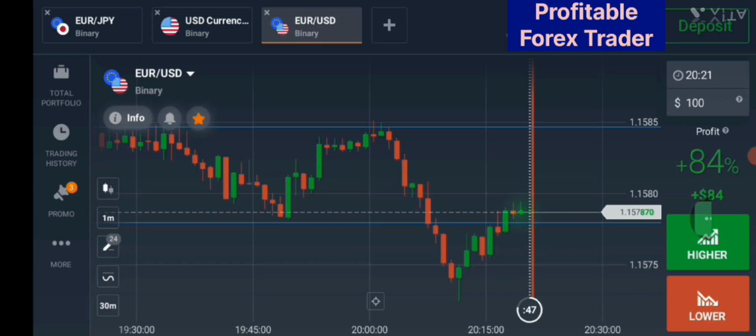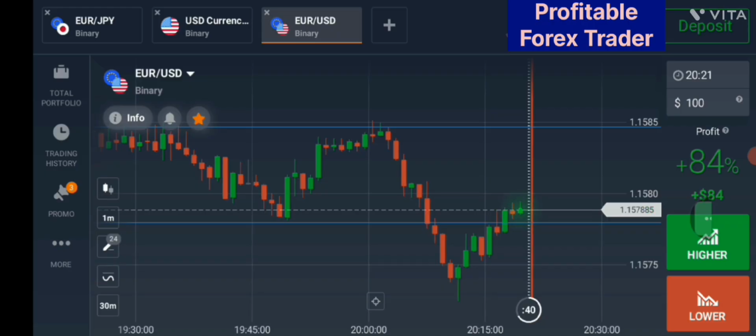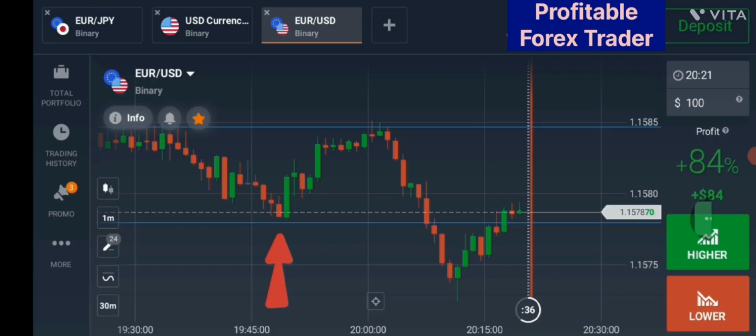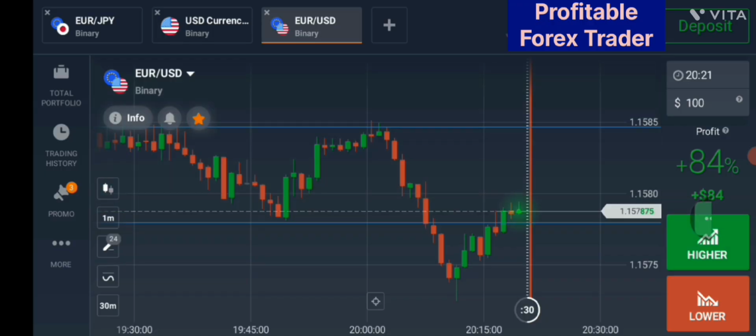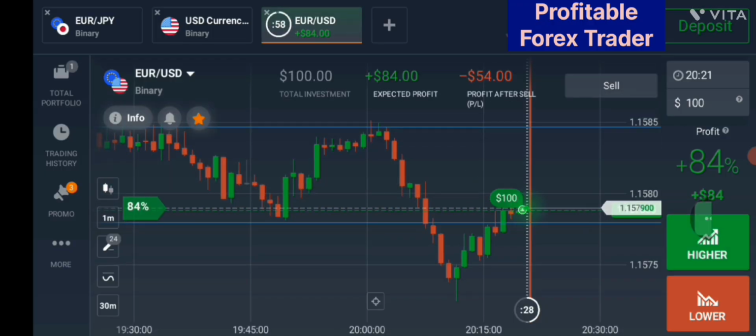Now if this candlestick comes and closes below here, I'm likely to place a buy trade. Why? Because this is an inverted head and shoulders. This is a shoulder, this is the head, and another shoulder is being formed. All right, so let's see. Okay, so I place a buy trade.